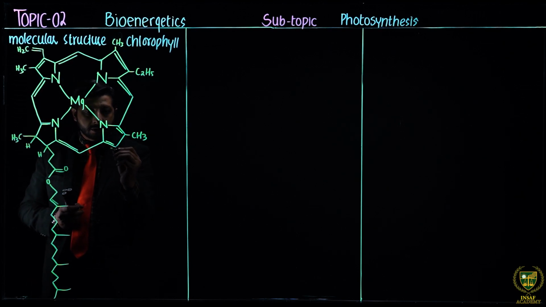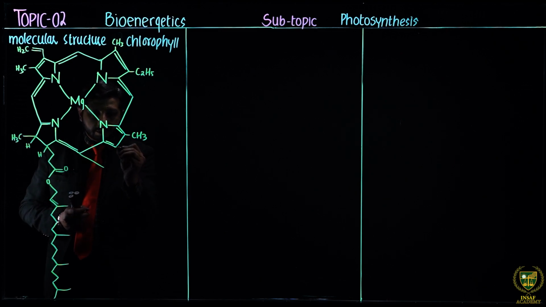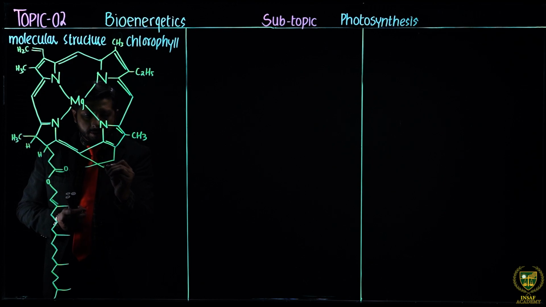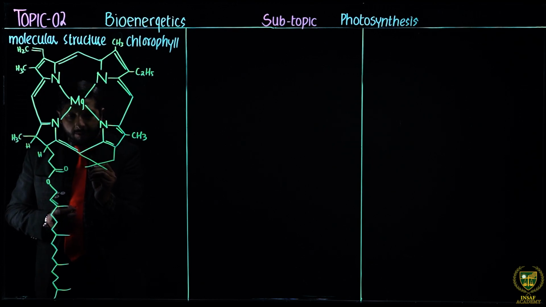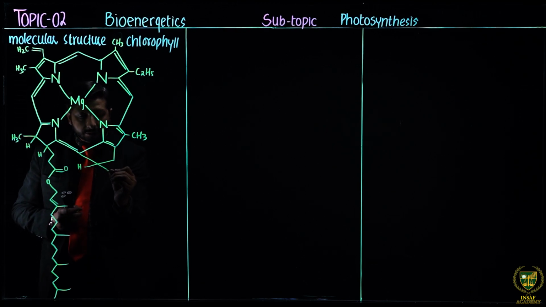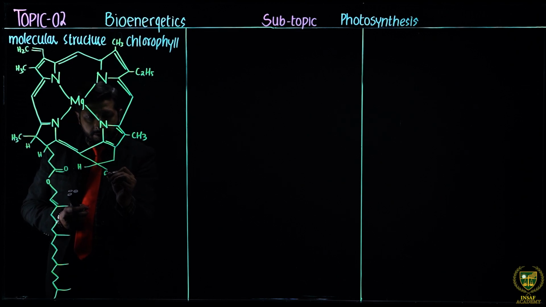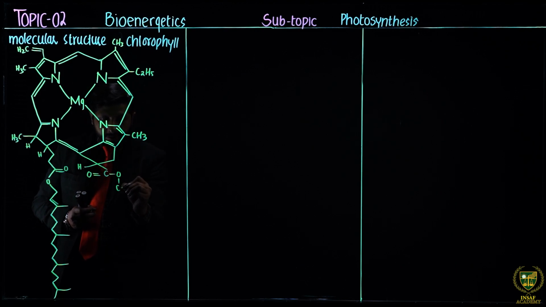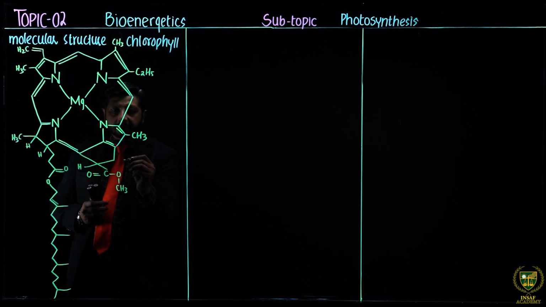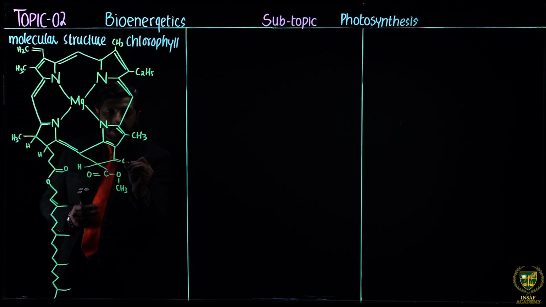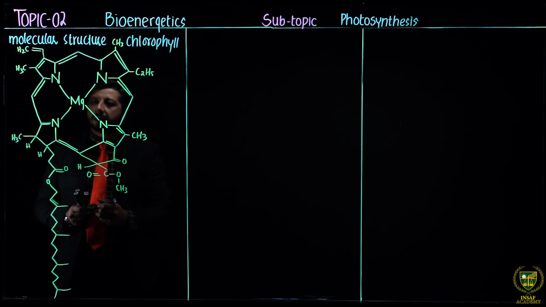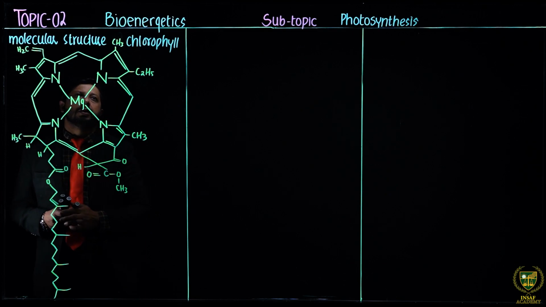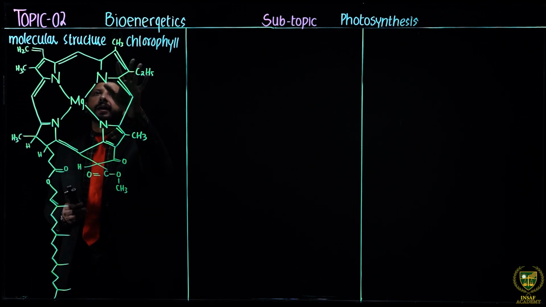And now hydrogen, carbon, oxygen, oxygen, methyl, double bond O. So this is the structure of chlorophyll A.